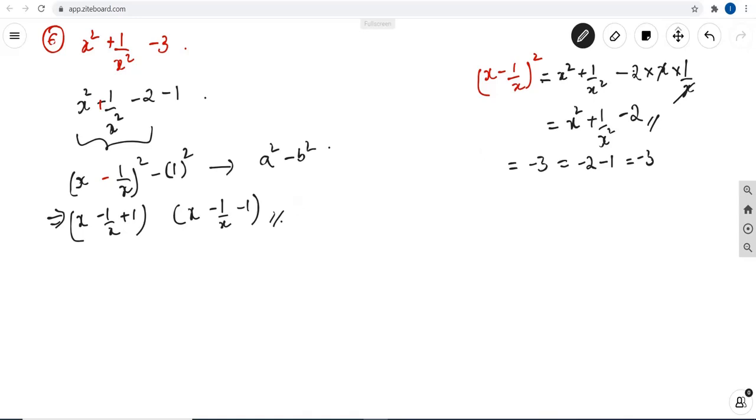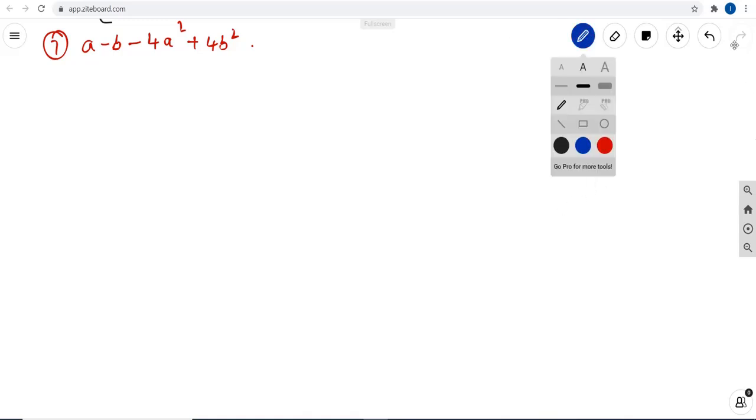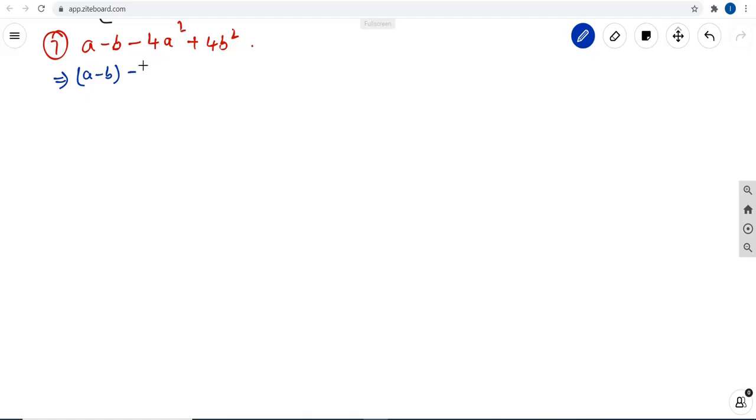So we'll go for the next problem, that is problem number 7. a minus b minus 4a square plus b square. Okay, so this is the problem given. Can we take anything common here in the problem? Yes, 4 we can take common here. This one I will write as a minus b and make it one group. From this I will take 4 common.